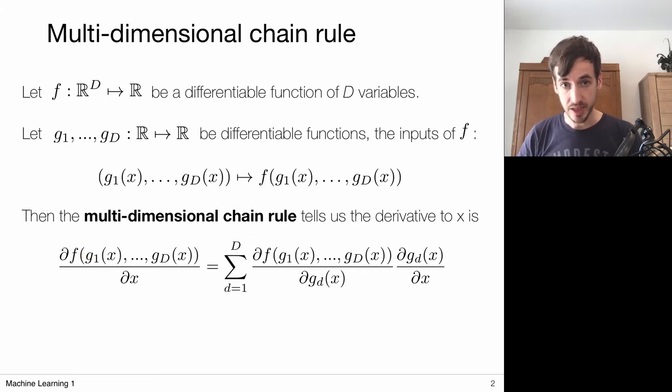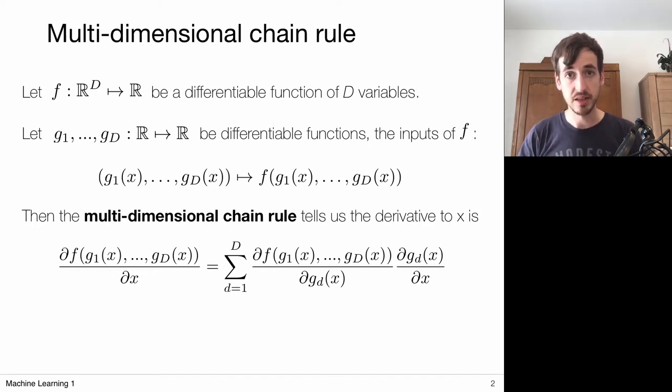Then the change that this small delta x change induces is going to be a sum of the effect of changing x that it has on the d-th coordinate times, and this is the chain rule essentially, the derivative of f with respect to that particular coordinate. Right, so all these changes on these coordinates add up via the chain rule to a total change on my final function f. Okay, so that explains the multidimensional chain rule.